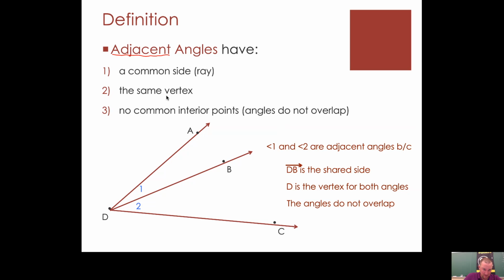They also need to have the same vertex, which they do. D is the vertex for both angles. And they can't have any common interior points. That just means the angles do not overlap. These two angles do not overlap each other. This is what adjacent angles look like.